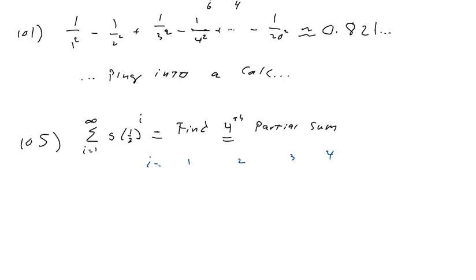So 5 times 1/2 to the first power, plus 5 times 1/2 to the second power, plus 5 times 1/2 to the third power, plus 5 times 1/2 to the fourth power. Again, plug into a calculator. You're going to get your answer, 75 over 16.